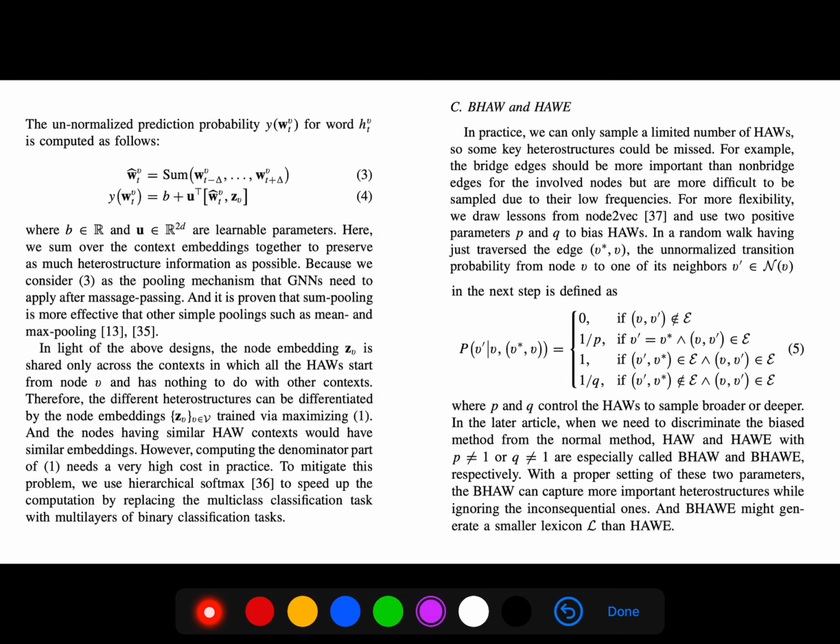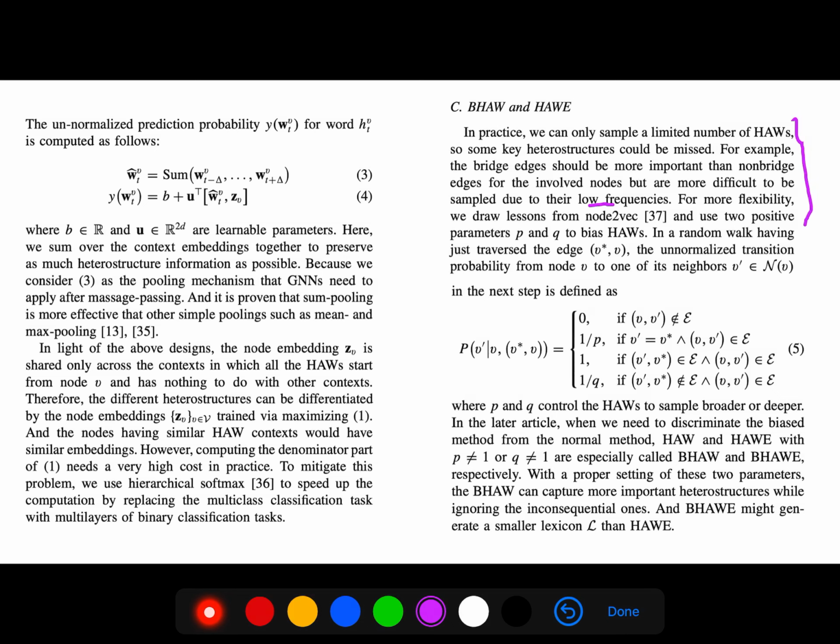But in practice, we can only sample a limited number of heterogeneous anonymous walks, so some key heterostructures could be missed. For example, the bridge edges should be more important than non-bridge edges for the involved nodes, but are more difficult to be sampled due to their low frequencies.